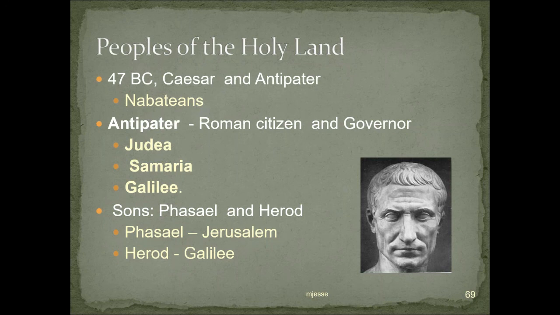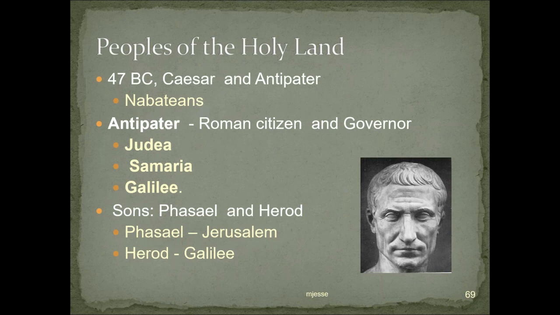Antipater, to secure his position, appoints his son Phasael ruler of Jerusalem, and Herod governor of Galilee. Phasael gets murdered, and Herod has problems with bandits, particularly the Jewish zealots, the freedom fighters. He actually catches them and executes them, and then the Sanhedrin gets up in arms and protests. However, Rome supports Herod. Why? Because he's a Roman citizen.